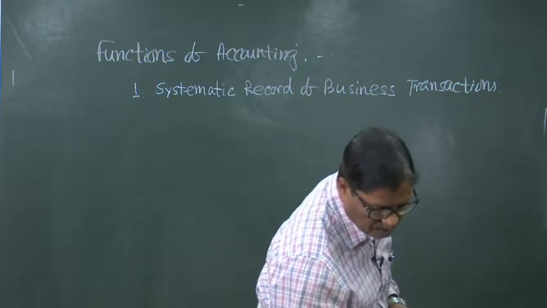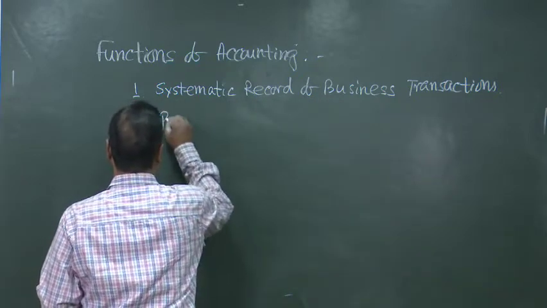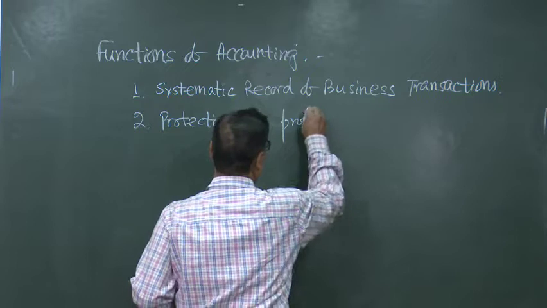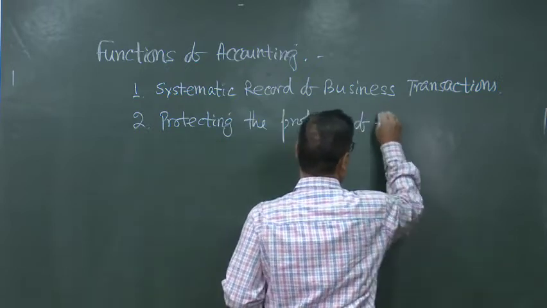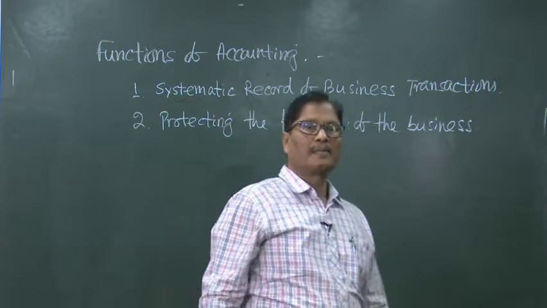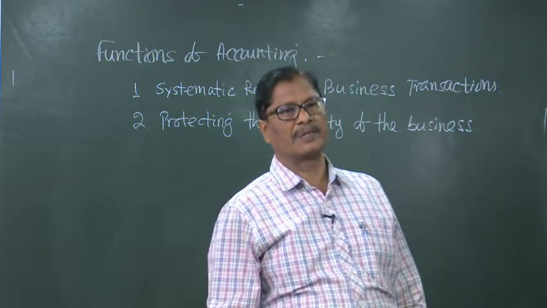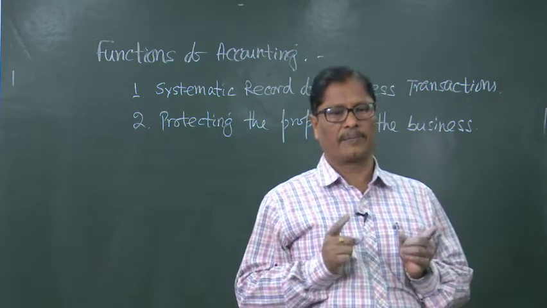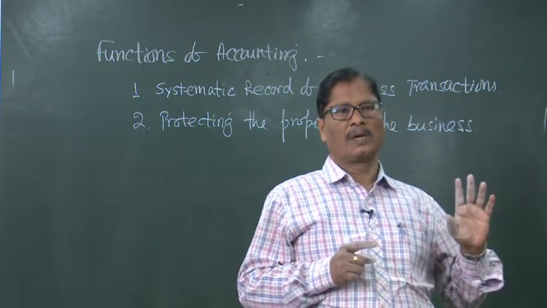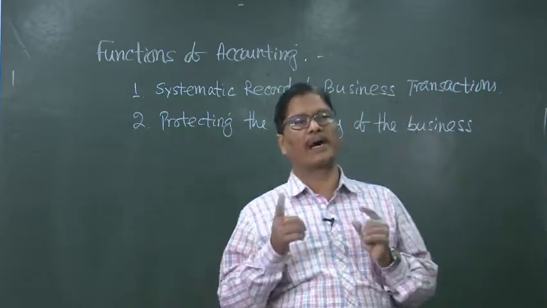Number 2 is protecting the property of the business. How will the accountant be in charge of protecting the property of the business? First of all, when the purchase is made, the accountant records it. Then he keeps it in the stores. In this way it has been enlisted that we have got this asset, so that is in the books. Nobody can take it away without permission.